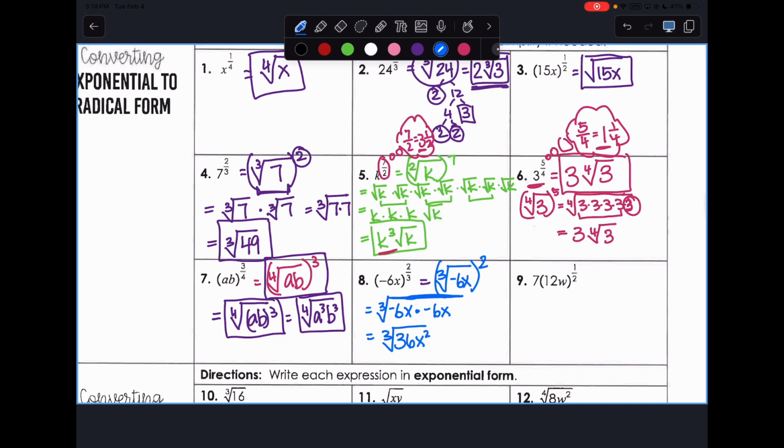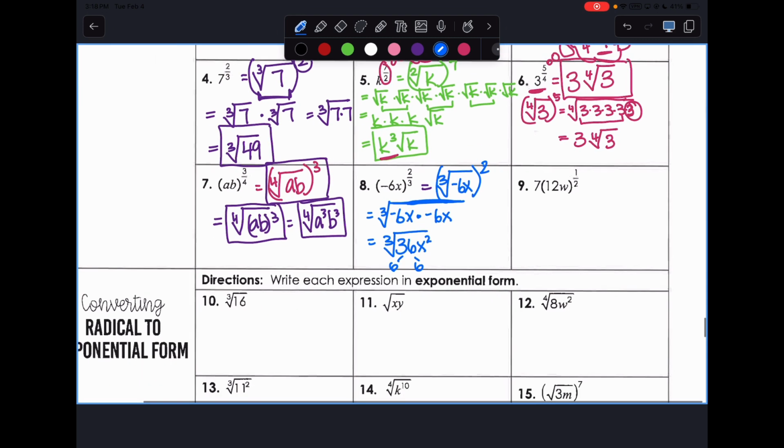Yes? Do you want me to write it out? 6 and 6, break it down. I get 2 and 3 and 2 and 3. These are my factors, but are there 3 of anything? There's only 2 of each, right? So nobody's going to come out to play. This is it. Nothing can be simplified further, so you leave it as the cube root of 36x squared. Okay?